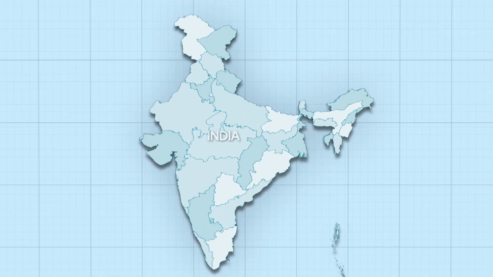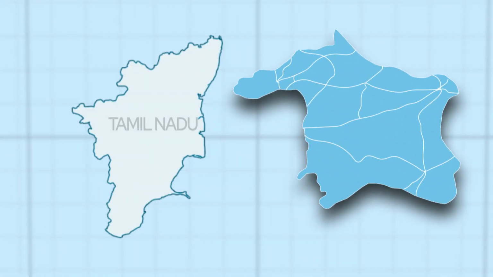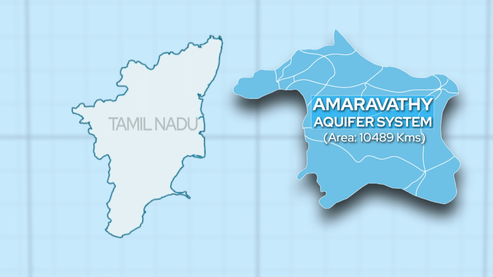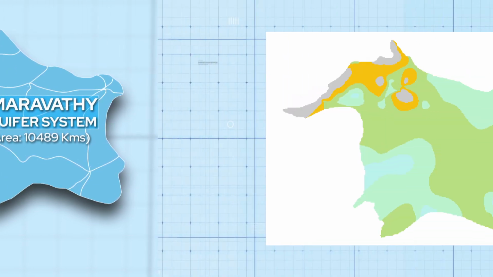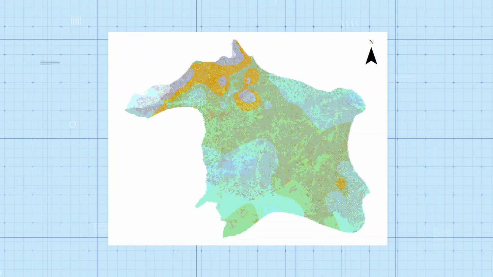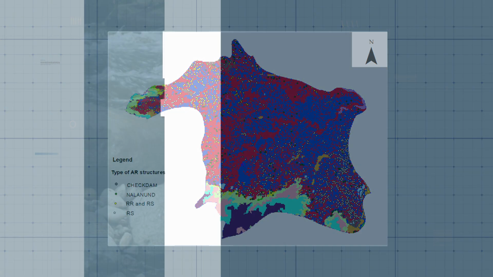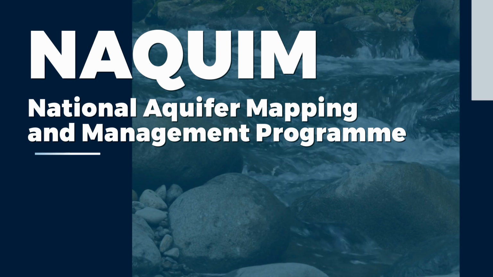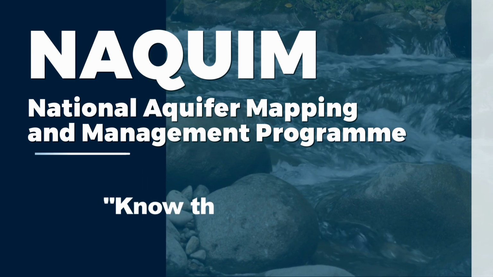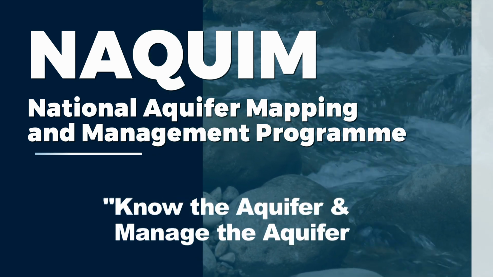The aquifer systems in the district are part of the Amaravathi Aquifer system, which is the most important source of fresh water for drinking and irrigation in the western part of Tamil Nadu. CGWB took up detailed aquifer mapping in this area as a part of the National Aquifer Mapping and Management Program with the objective: Know the Aquifer and Manage the Aquifer.